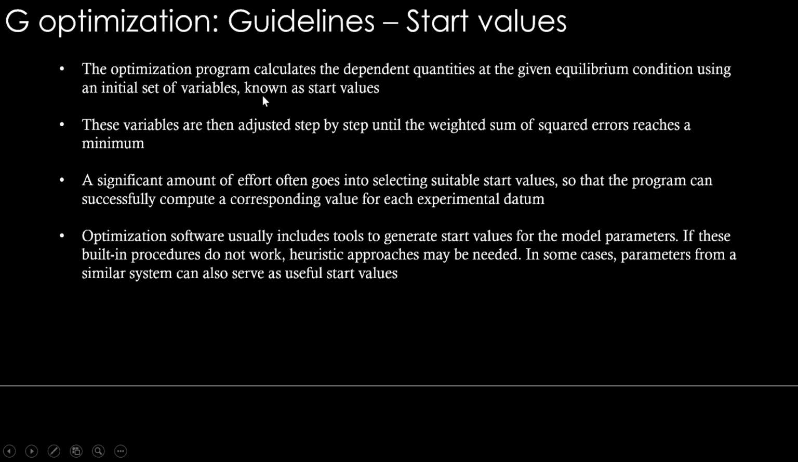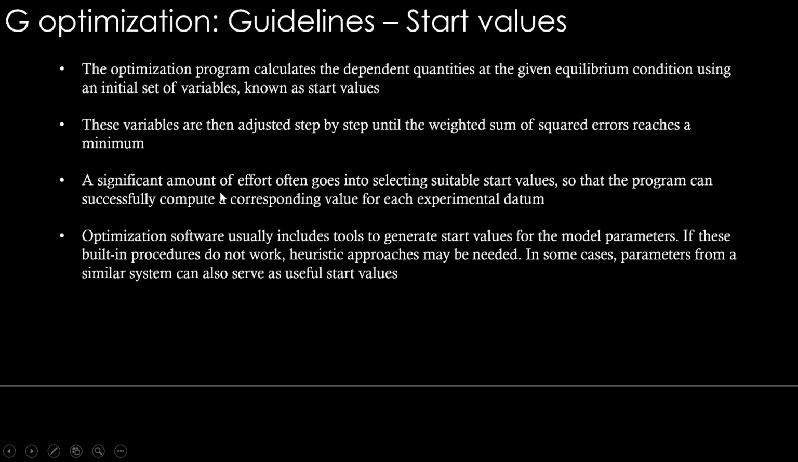So these start values basically are for the variables which we are trying to optimize, get a number for, and to start with we'll have to give some start value to that. So software can actually have a start value on its own. If it does not, then we have to give that. These variables are then adjusted step by step. This is an iterative procedure until the weighted sum of squares of error reaches a minimum. This is where we are heading to.